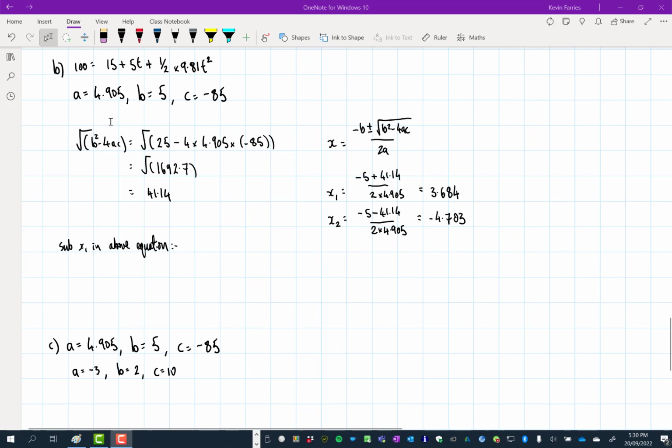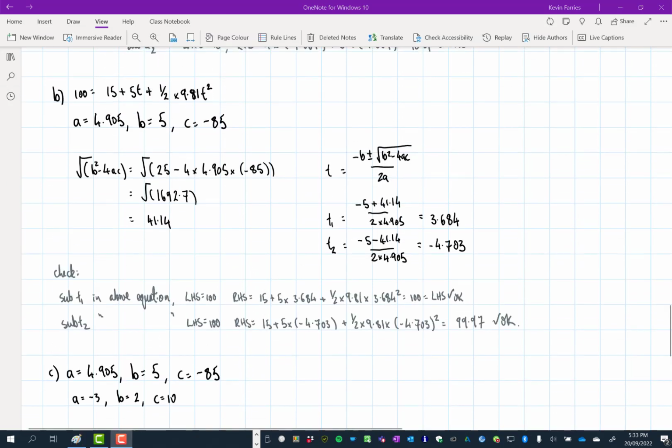One thing I've just picked up on there, I'm not being very careful. x is negative b plus or minus, but this time it's not x, it's t. So I need to change these. This should be t is equal to that, and this should be t1 and t2. Okay, and I'll work back through that again.